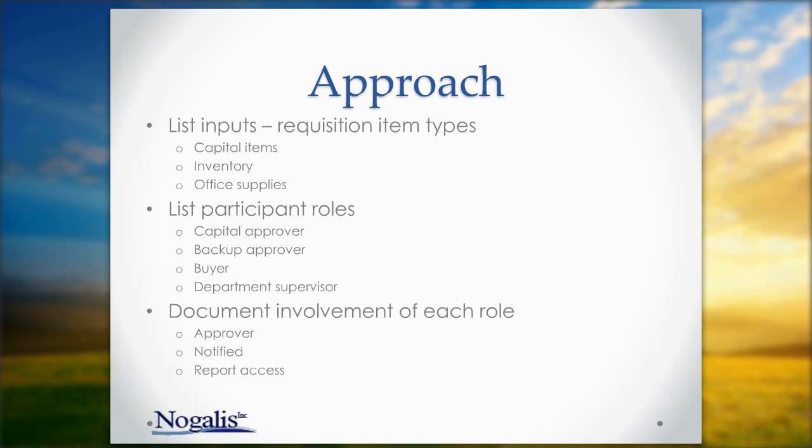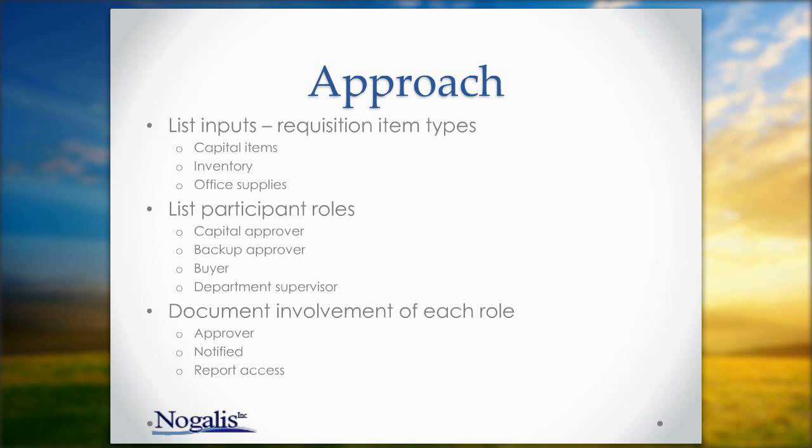So in your approach, list the inputs. For example, list all unique item types. A unique item type is an item that has a single type of routing, follows the same routing path. This could include capital items, is one unique item type, inventory items, office supplies, facilities. Name as many as you can for now in that listing. So just name them all and then consolidate that grouping once you see commonalities on how they're all processed.